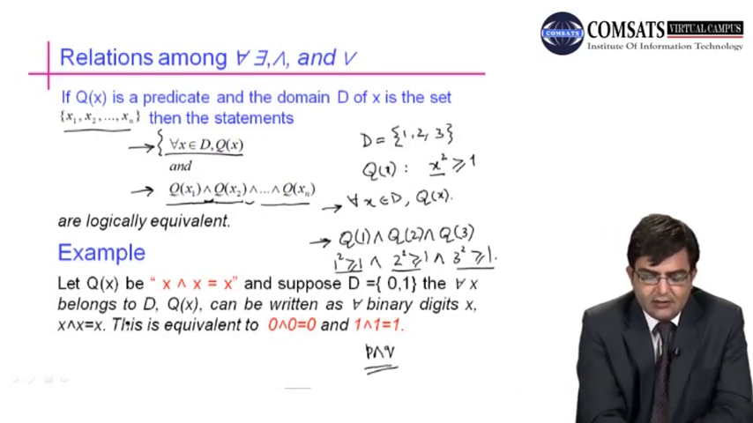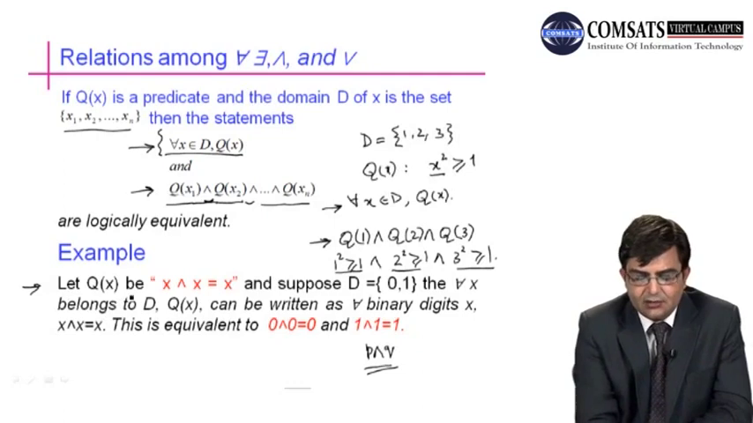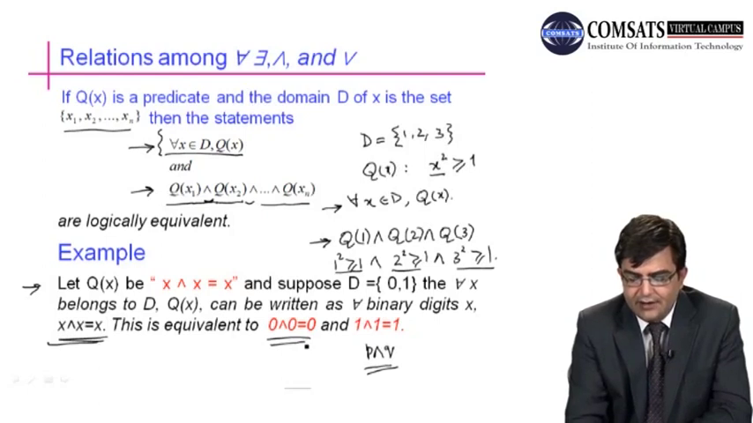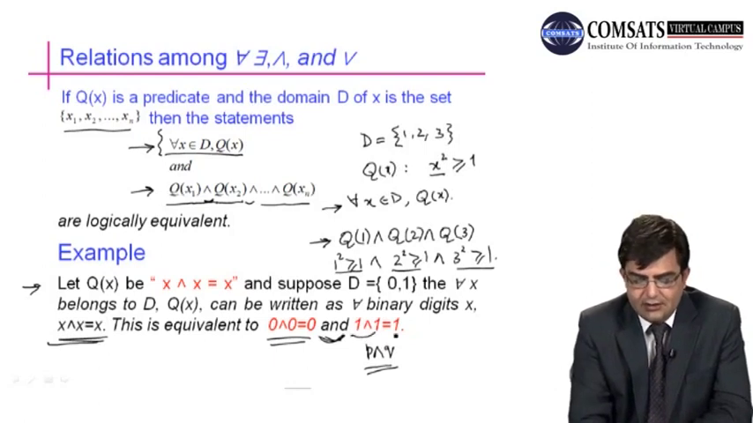So here we can say let Q of x be x and x is equal to x, and suppose D is 0, 1. Then for all x belongs to D, Q of x can be written as, for all binary digits x, x and x is equal to x. This is equivalent to saying 0 and 0 is equal to 0, and there we have used the conjunction, 1 and 1 is equal to 1. Basically 0 and 0 is 0, and the other is 1 and 1 is 1.